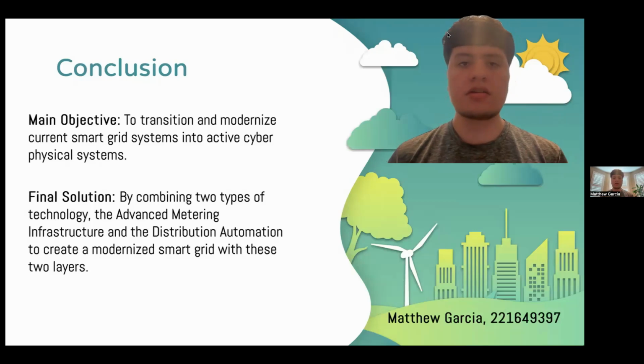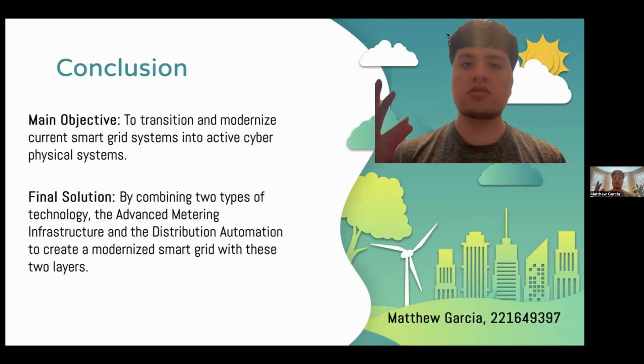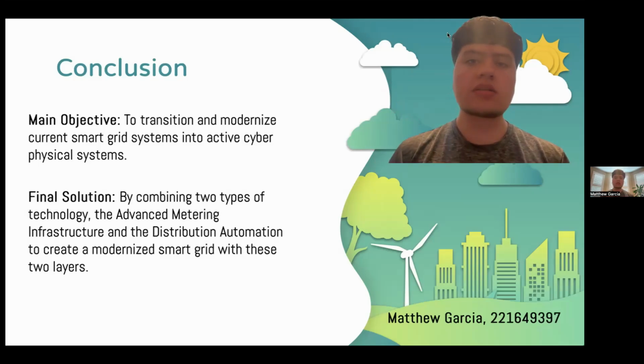And so the AMI is basically just a two-way communication. And for the DA, or the distribution automation, we utilize a fault location, isolation, and service restoration algorithm to utilize line sensors to reroute power and to restore service.